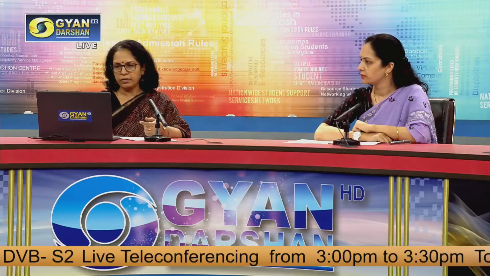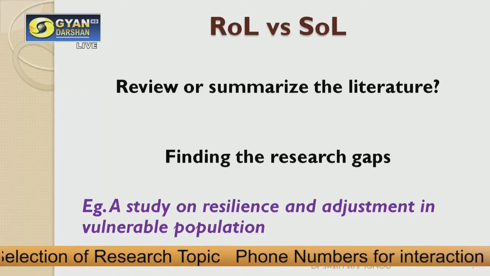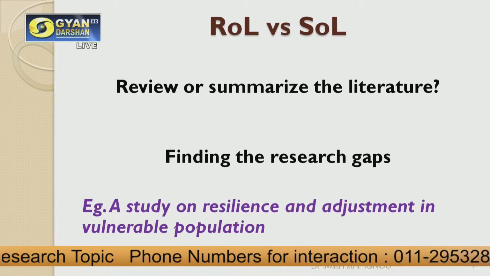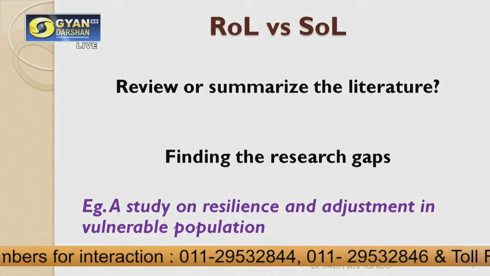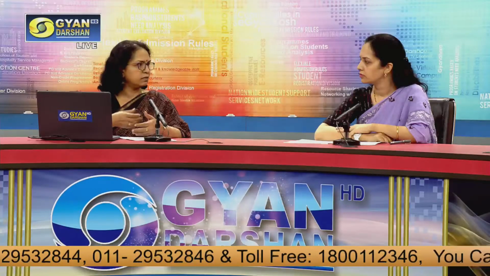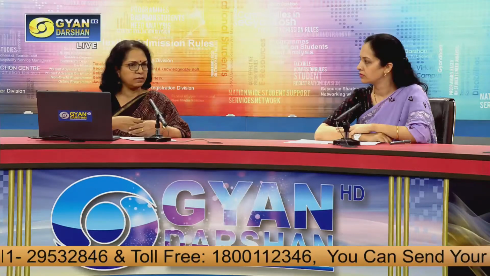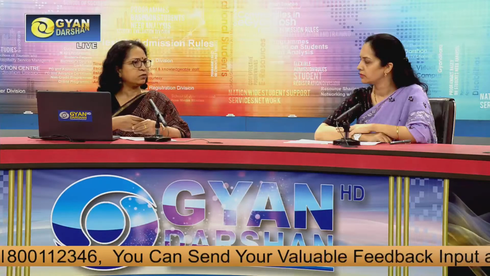Here I would like to point out one thing: when we are doing this review of literature, we need to be clear that there is a difference between reviewing the literature and summarizing the literature. Many times what we find is that students usually go for summarizing the literature, that is, they cite different literatures in the synopsis or in the project research report. So we need to be very clear that it has to be discussed.